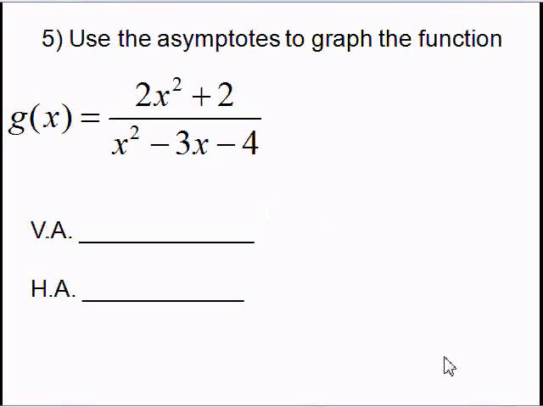Alright, we're finally on to our first example. Please find the vertical and the horizontal asymptotes of this example. Pressing pause, and when you're ready to see the answer, press play. And we'll use those vertical and horizontal asymptotes in a second in order to graph the function.